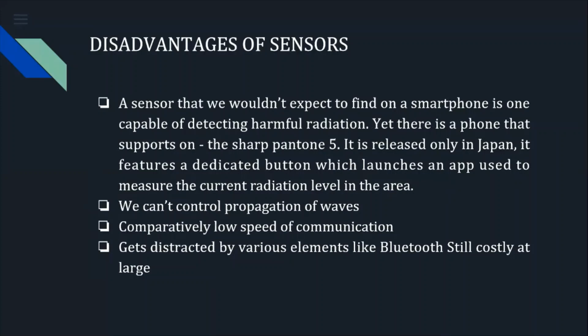Next. Disadvantages. A sensor that we wouldn't expect to find on a smartphone is one capable of detecting harmful radiation. Yet there is a phone that supports it, the Sharp Pantone 5, which was released only in Japan. It features a dedicated button which launches an app used to measure the current radiation level in the area.